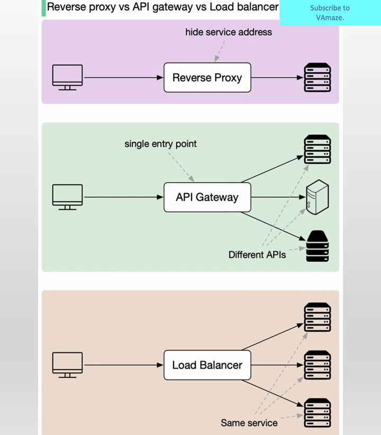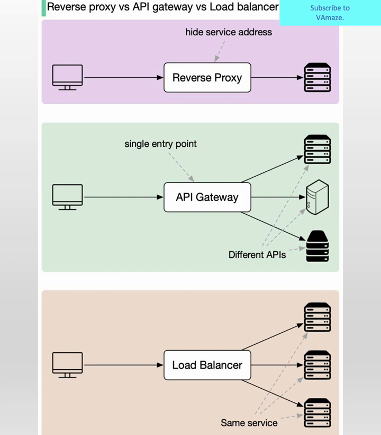Choose a reverse proxy when you need to hide backend server details from clients. SSL termination and caching are primary concerns. You have a relatively simple architecture with similar backend servers, and security and basic optimization are the main requirements.